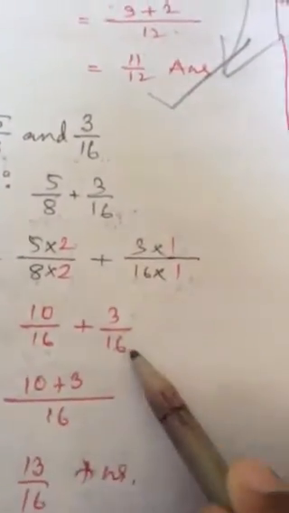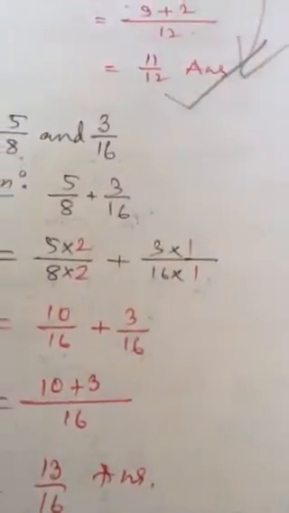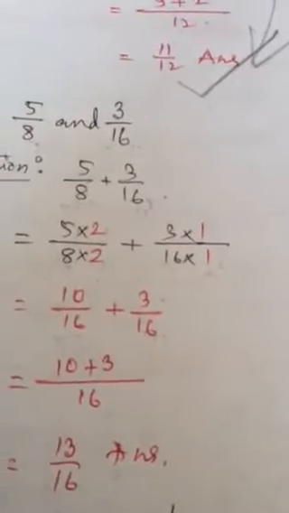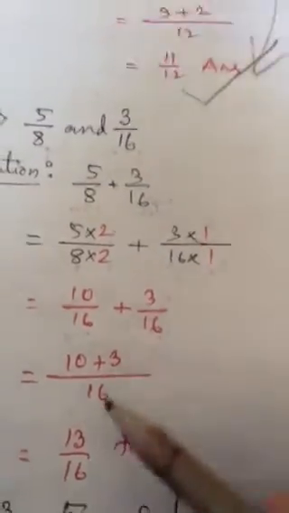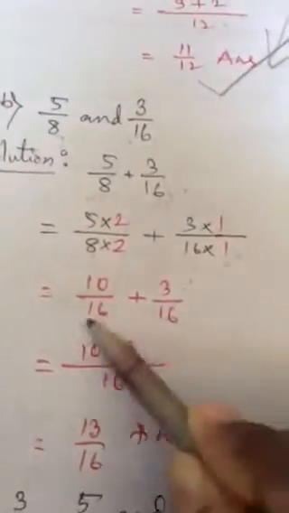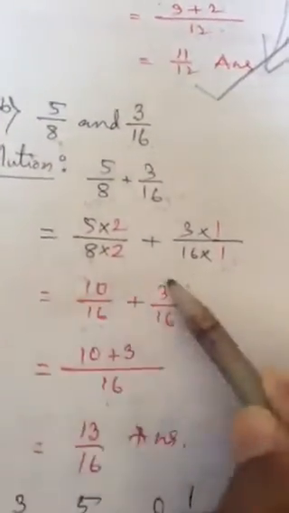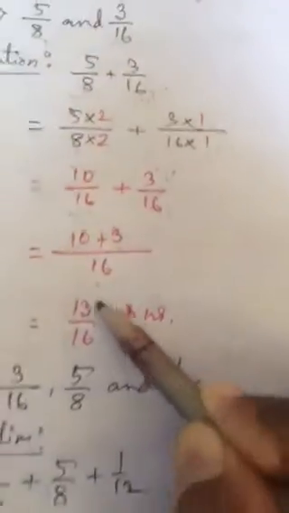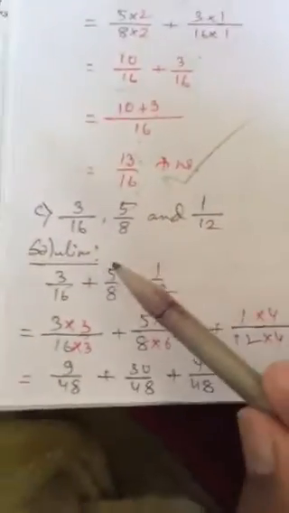Now again you see the denominators are the same. If the denominators are the same, you don't have to do anything extra. You can simply add up the numerators. 16 is the common denominator. 3 plus 10, that is 13. So 13 by 16. Okay.